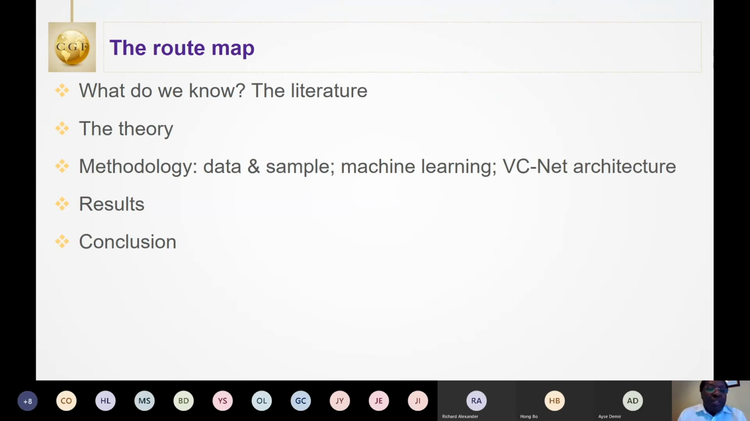I'll then look at some of the underpinnings of the theory, summarizing the underpinnings of the theory that works with respect to this strand of work. I will then go on to explain the methodology, in particular the data, the machine learning approach, and how we are using this to build the venture capital net architecture. I will then discuss the results we obtained, and then conclude, looking at some of the takeaways and implications for policy and directions for future research.